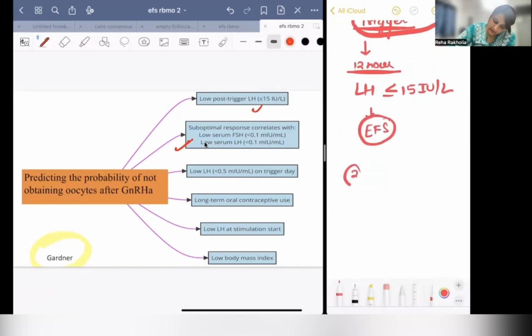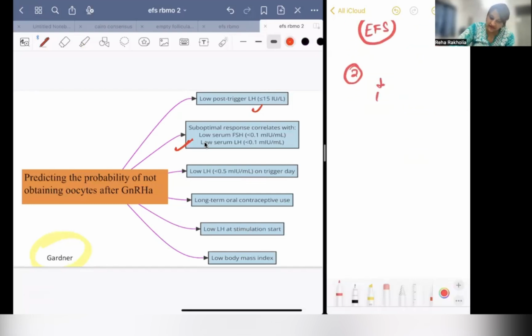Then second is suboptimal response correlated with low FSH. As we have already discussed, if baseline FSH and LH are low, that means less than 0.1, there will be a probability of not obtaining oocytes after GnRH agonist trigger. Then low LH, less than 0.5 on trigger day. Then long-term OCP use, and low LH at stimulation start. Same thing, it is repeating again and again. These are from different studies, taken from Gardner. And low BMI also has a high probability of not obtaining oocytes.